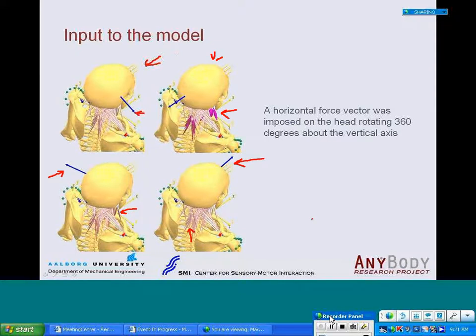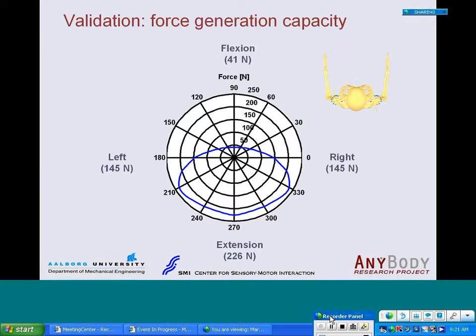So if you do that, and you analyze that, you can make a polar plot. And it looks like this. So this is a kind of model of the force generation capacity of the model. This position here, that is the front position, and this is backwards. So here we have flexion, we have the lateral flexion to the left, lateral flexion to the right, and we have extension. And the blue line here indicates the maximal force generation capacity for that direction.